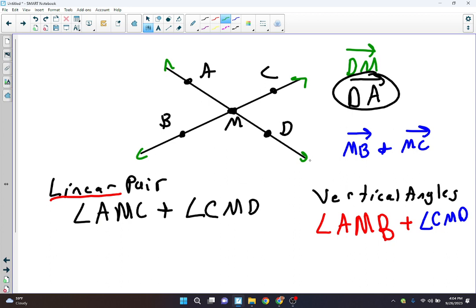Okay. So for the vertical angles, it would be like this. You could technically also do it this way and this way, like top and bottom.